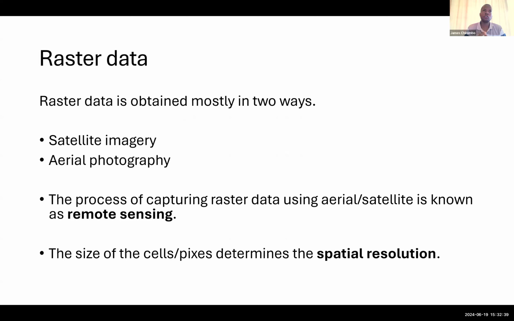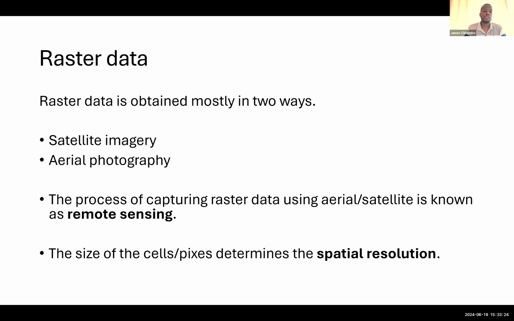Now, still under raster data, to obtain it, there are usually two ways that are typically used: satellite imagery and aerial photography. These two methods together form what is known as remote sensing, which is just the process of capturing spatial data using either aerial or satellite imagery. Also, just to mention here, the size of the cell that we showed in the previous slide will determine the spatial resolution. So the amount of information that you want to represent can be given by the size of the cells.